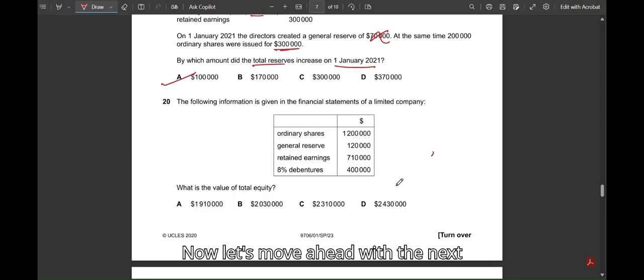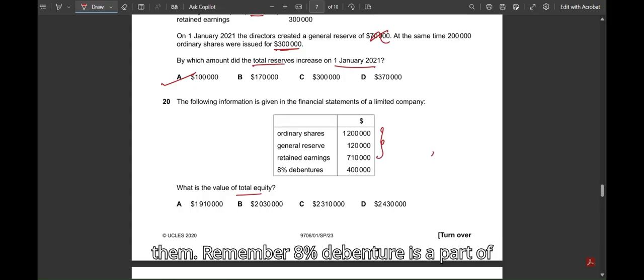Okay. Now let's move ahead with the next question. The following information is given in the financial statement of a limited company: ordinary shares, general reserve, retained earnings, 8% debentures. Now, what is the value of total equity? Okay, always remember they are asking us total equity. So total equity is nothing but you have to just add all three of them. Remember, 8% debenture is a part of non-current liabilities, and it will not come.